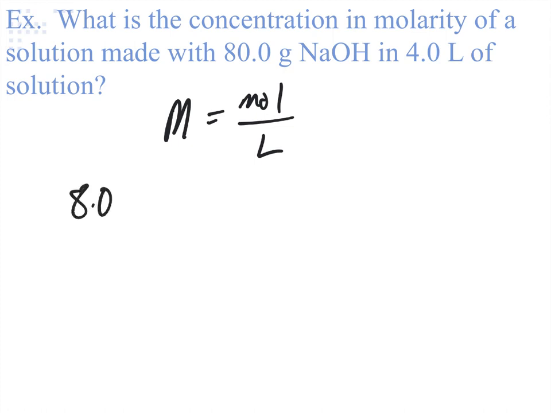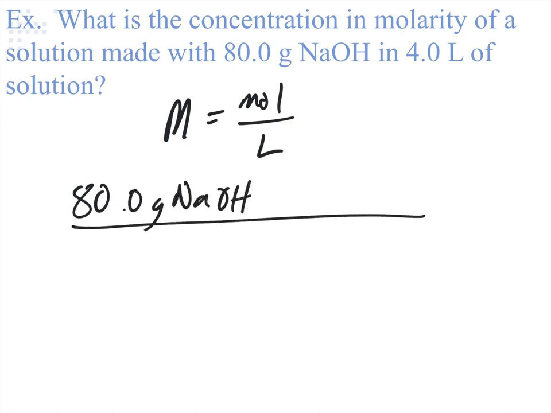I'm given that I have 80.0 grams of NaOH in 4 liters of solution. A lot of times the way I'll work these, especially with AP, is I'll go ahead and put the 4.0 liters of the NaOH solution in the denominator.